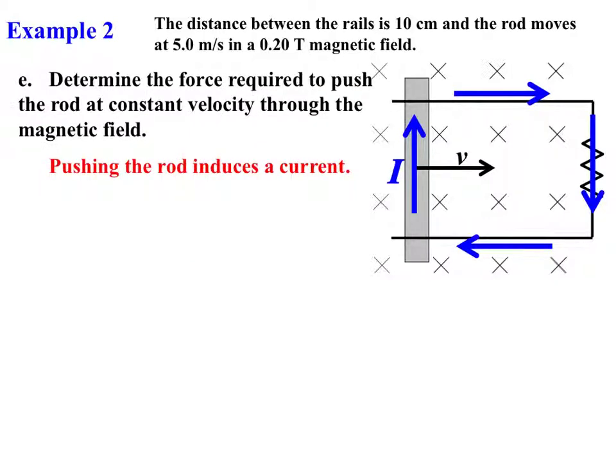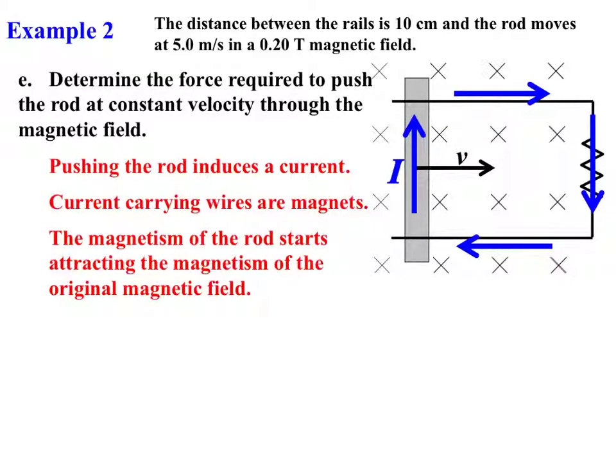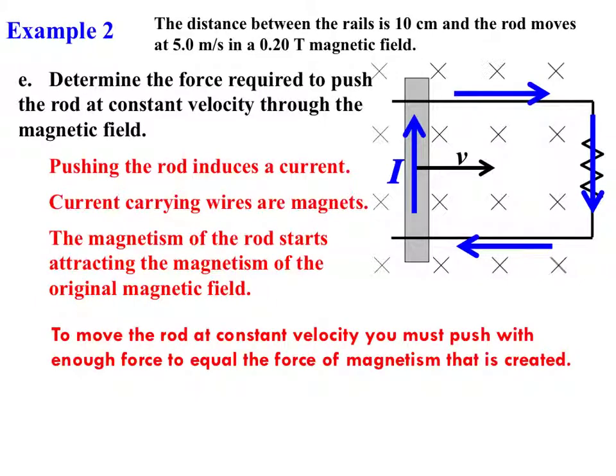And then finally, if we're asked to determine the force required to push the rod at a constant velocity through the magnetic field, again, this pushing of the rod induces a current, and the current carrying wires are magnets, then the magnetism of the rod starts attracting the magnetism of the original magnetic field. If you want to move the rod at a constant velocity, you must push with enough force to equal the force of magnetism that is created.